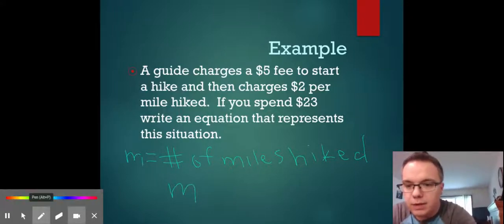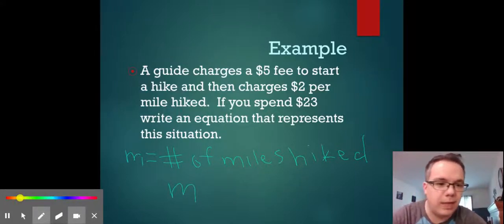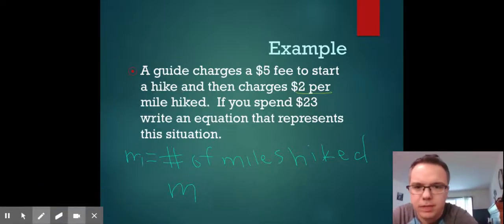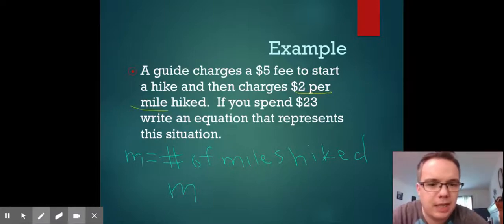The next thing we're going to look for is a rate. So we're going to go back to our problem and read through till we find a phrase that says something per mile or for each mile. A guide charges a $5 fee. That doesn't have a per or a for each. And then charges $2 per mile. $2 per mile hiked. That is a rate.